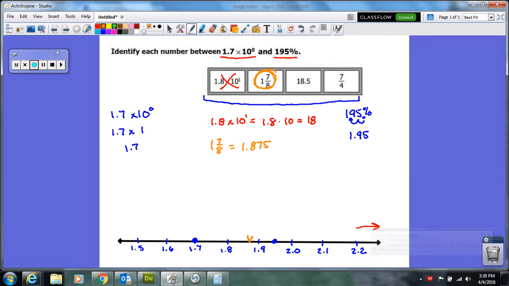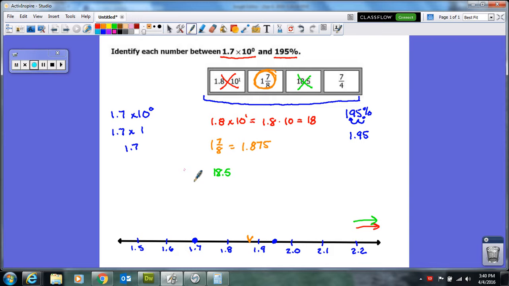All right, let's continue on. Let's look at 18.5. Sorry about that, my email likes to jump open all the time. 18.5 is already a decimal, so I don't need to do anything to it other than recognize that it certainly does not fall between 1.7 and 1.95. It isn't even on our number line here. It falls way in that direction there. So I can cross that one out as well.